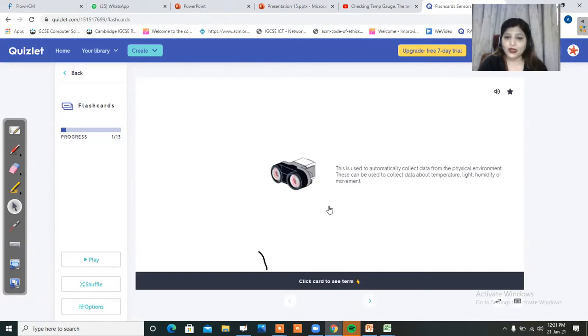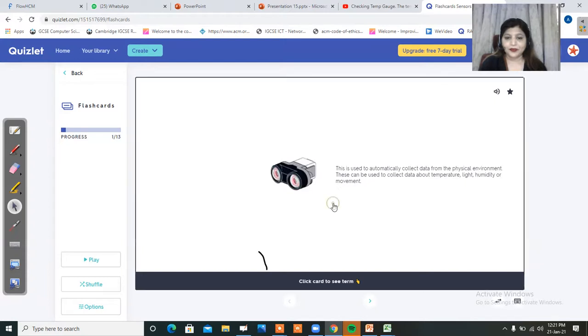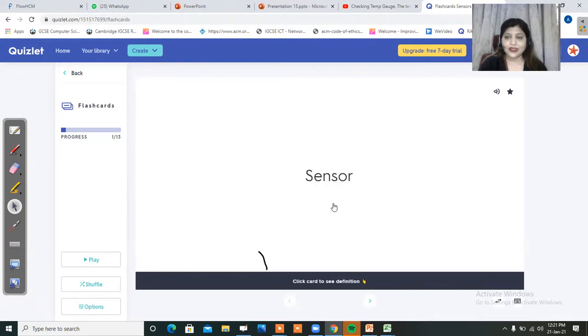My question is, this is something that is used to automatically collect the data from the physical environment, and these can be used to collect data about temperature, light, humidity, or movement. So what is it? Sensors. Good. Fine. If you do not know a proper definition of sensors, I hope you are writing.